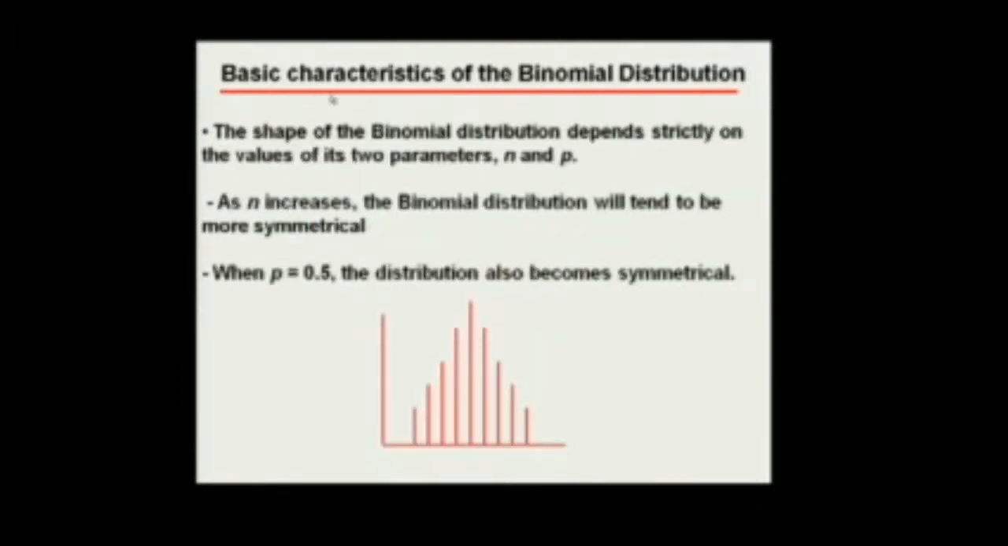The shape of the binomial distribution will depend strictly on the values of n and p. As n increases, as you inspect more units, the shape will be very much symmetrical, like you see here.